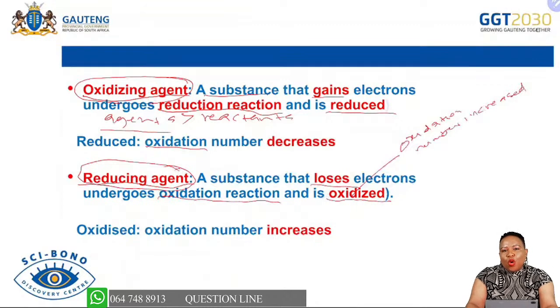So, we need not to confuse the reactions with the agents. Each agent will undergo a specific reaction. Therefore, it is very important that we know exactly which agent undergoes which reaction. And we need also to identify the agents in our reaction. That means we need to be able to say who is gaining electrons and who is losing electrons.